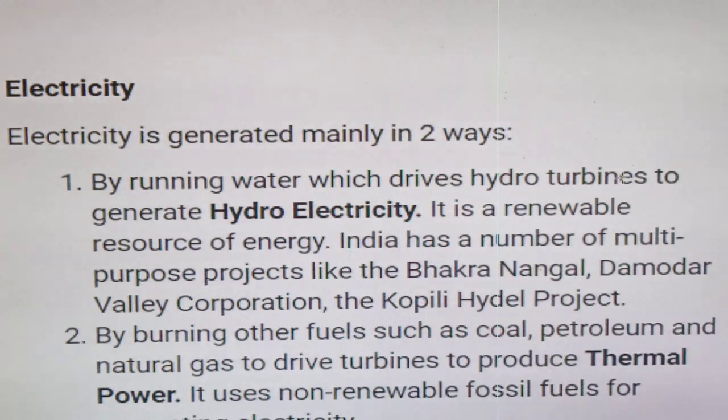Electricity is generated mainly in two ways: by running water, which drives hydro turbines to generate hydroelectricity. Simple thing is that turbines are attached at the bottom of the dam. High pressure of the water is put on the turbine, then that turbine rotates, and hydroelectricity is generated. It is a renewable source of energy. We have read about that in class 8 too.